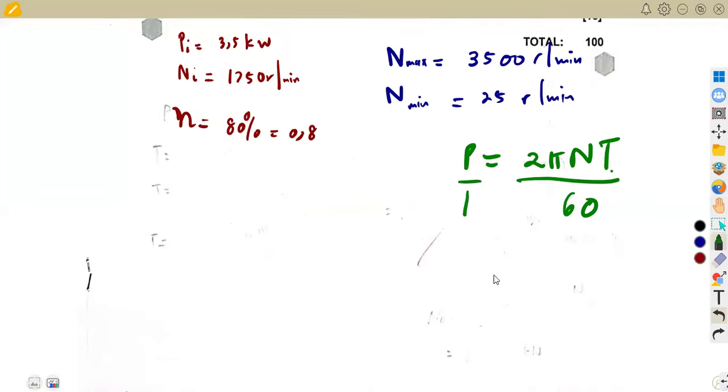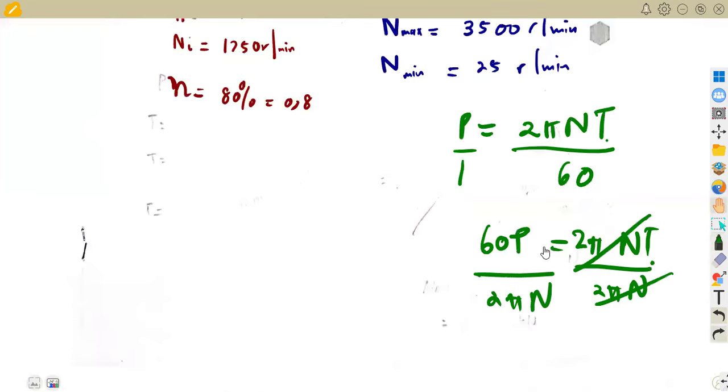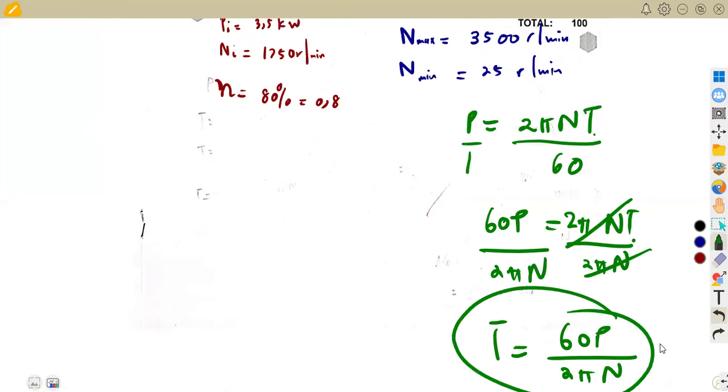Over 1, cross multiply: 60P is equal to 2 pi nT. We want T, so we're going to divide by 2 pi n both sides. This cancels, so we are remaining with T. So T, being our torque, is going to be 60P, everything over 2 pi n. So that's our torque in Newton meters.